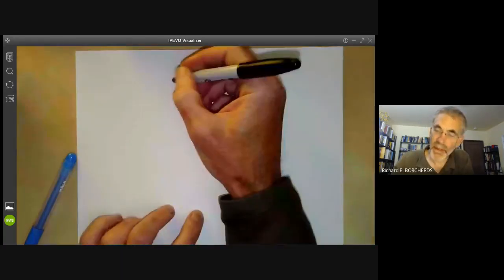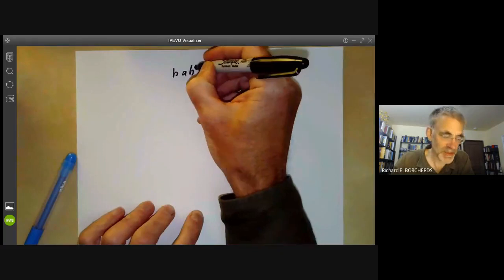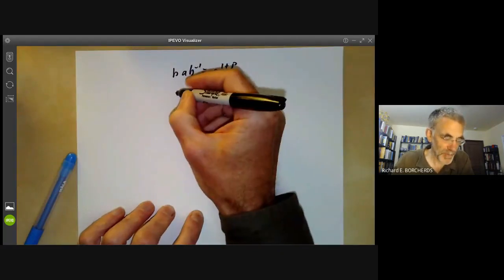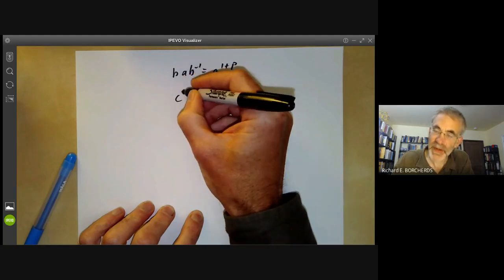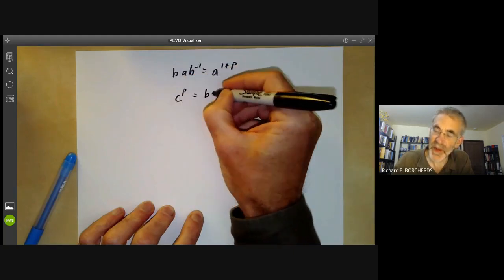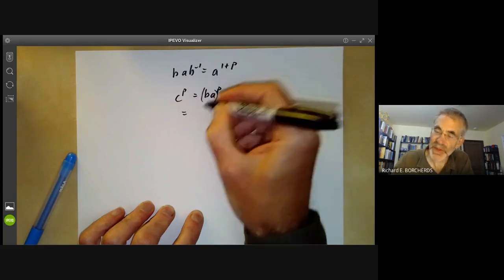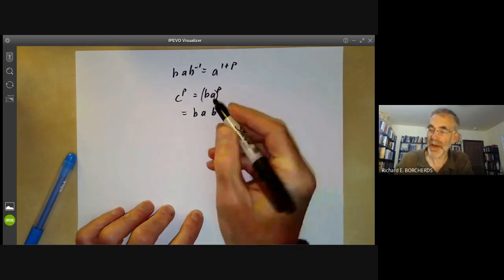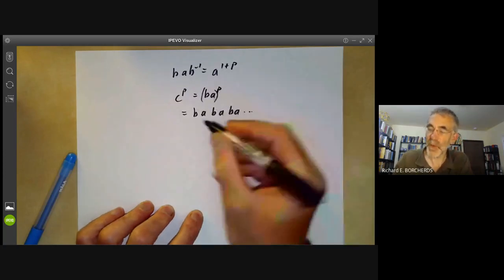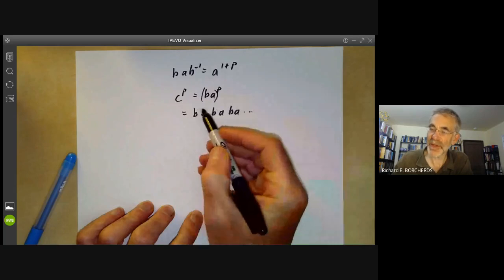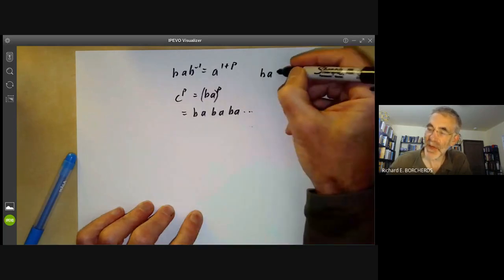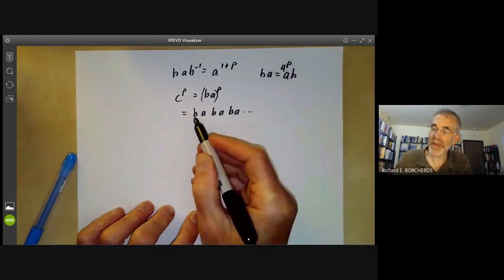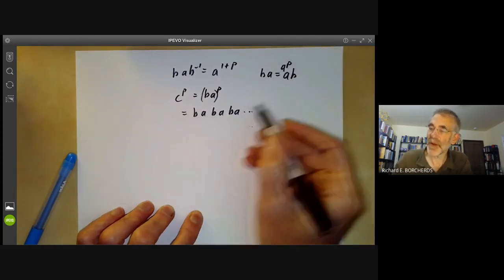We know that BAB to the minus 1 is equal to A to the 1 plus P. So C to the P is BA to the P. That's BA to the P, which is BA, BA, BA, and so on. Now, A to the P commutes with everything. So what we can do is we can swap round this B and the A using the fact that B to the A equals AB times A to the P.